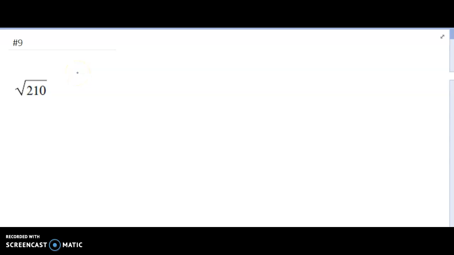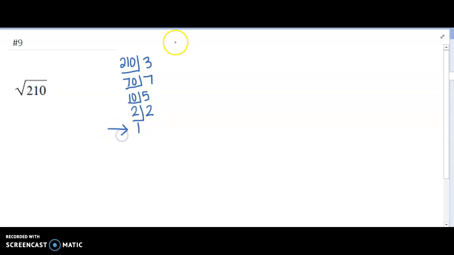All right, let's look at example number 9 now. Example number 9 is the square root of 210. I'm going to break 210 down into its prime factorization. Well, I know 3 goes into it. 210 divided by 3 is 70. I know that 7 is prime, and 7 goes into 70 10 times. Once again, it doesn't matter the order of these. 5 goes into 10 twice. 2 goes into 2 once. When I get to 1, we're done.